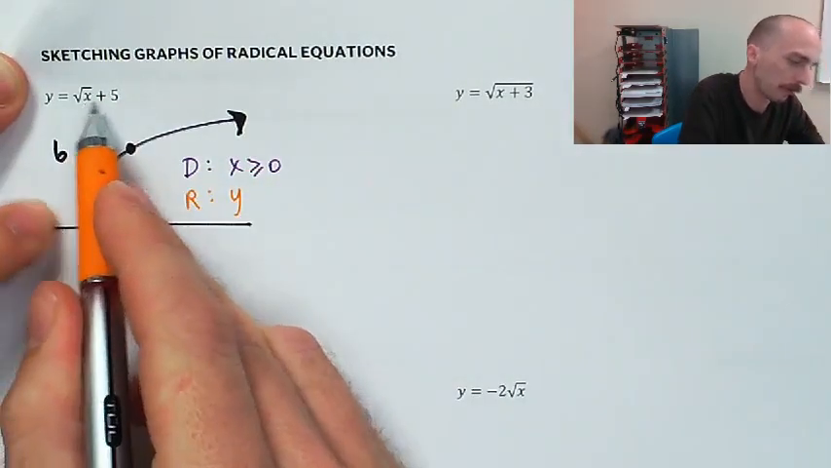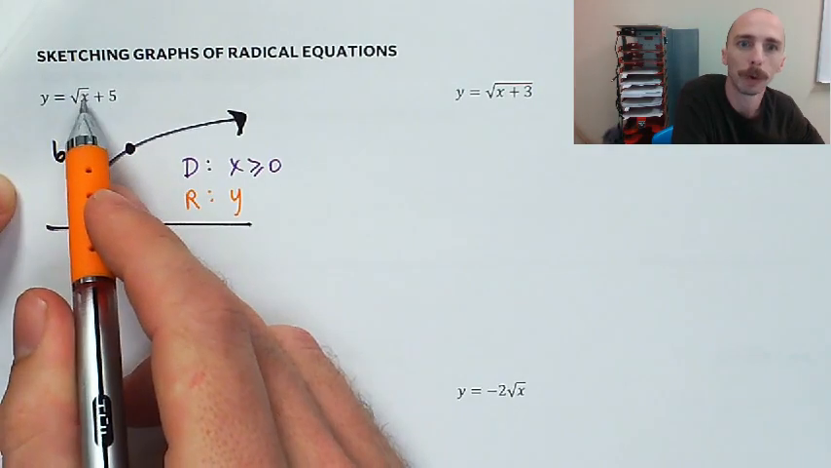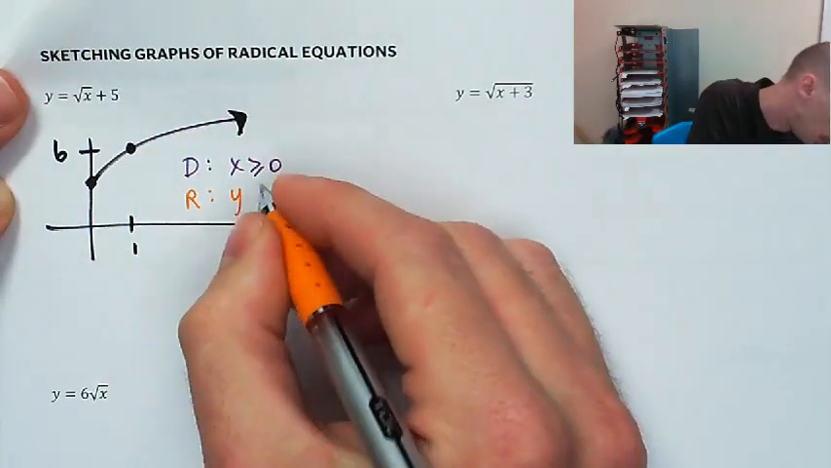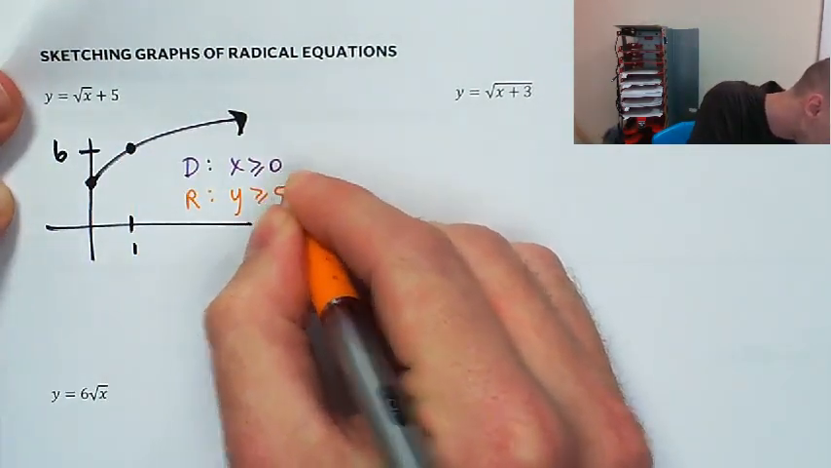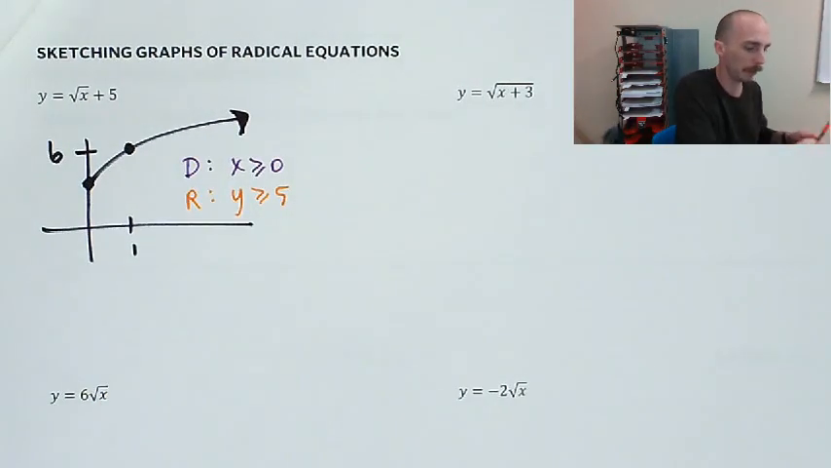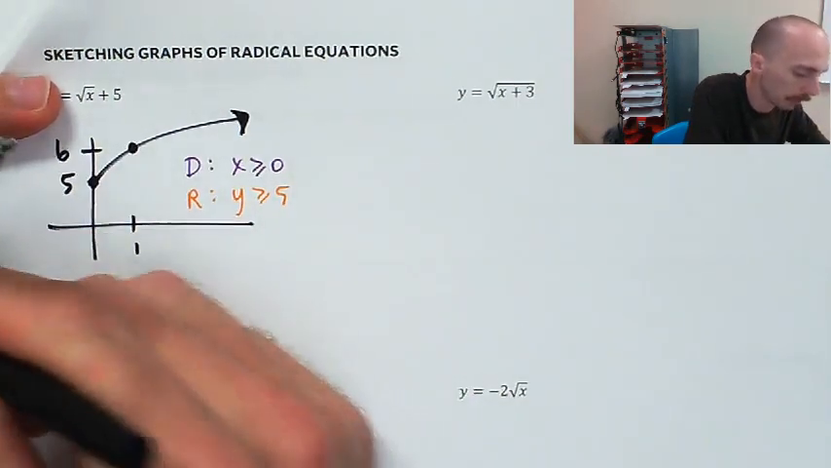y is equal to square root of x plus 5. The very least that square root of x can be is 0. So the very least that y could be would be 0 plus 5. And so I'm saying y is greater than or equal to 5. Okay. We're also seeing that on the graph. And it probably would have been good to label my y-intercept there. So I had 2 labeled points.